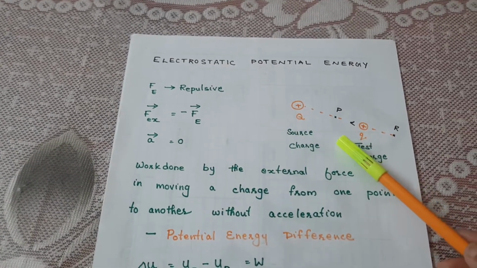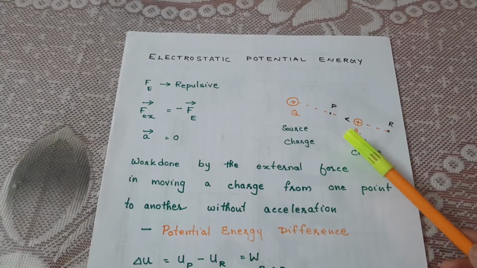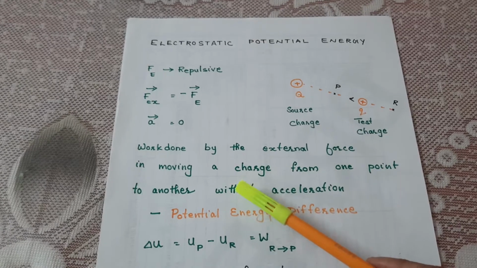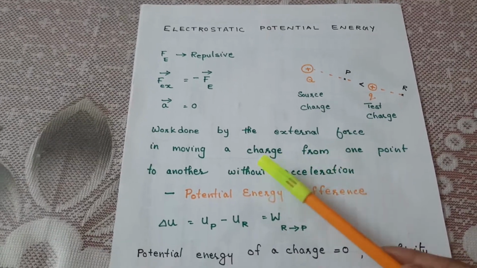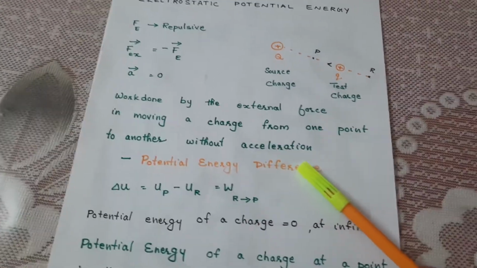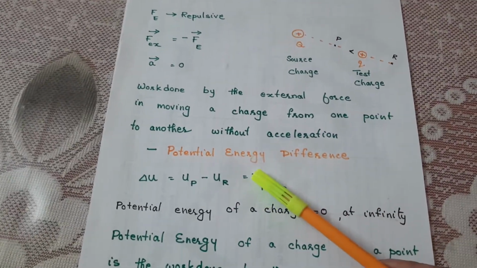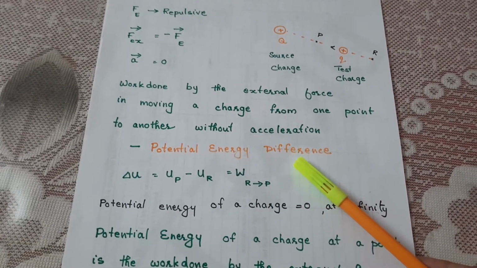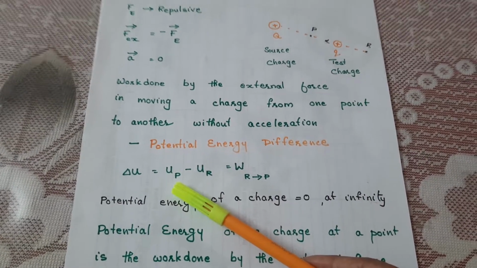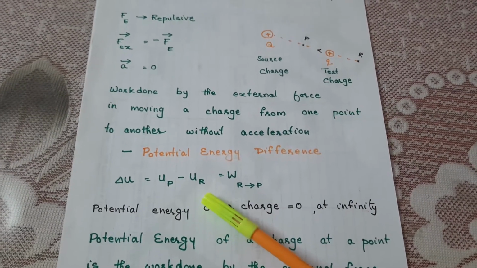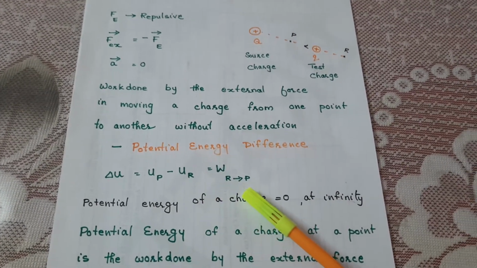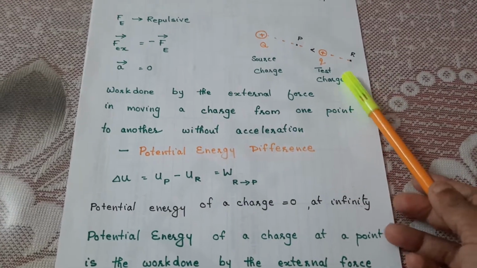Then the work done by the external force is stored as the potential energy of the charge. The work done by the external force in moving a charge from one point to another without any acceleration is the potential energy difference. Delta U is equal to final potential energy Up minus initial potential energy Ur. It is equal to the work done in moving the charge from R to P.